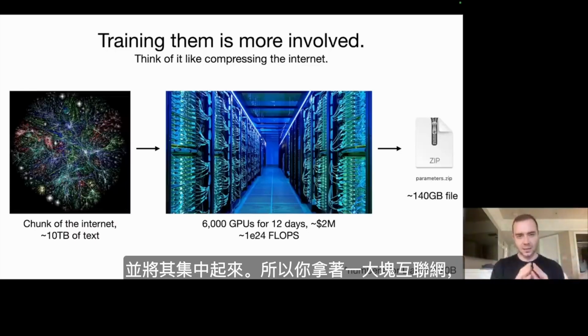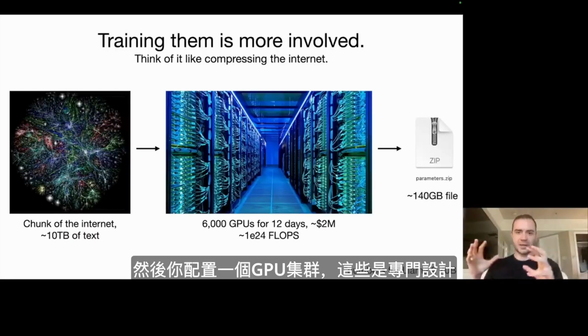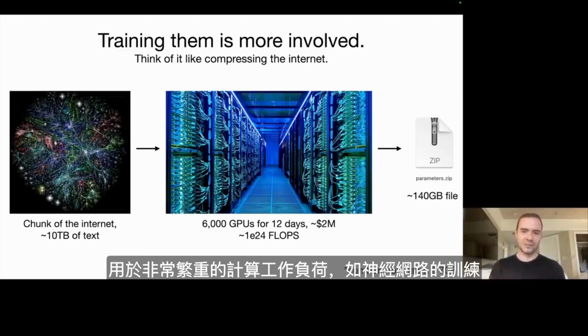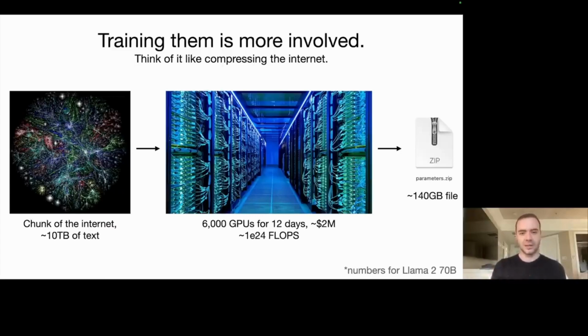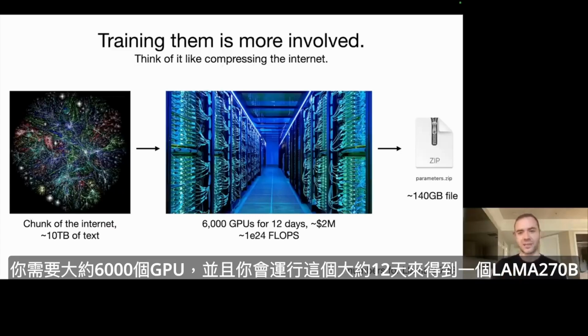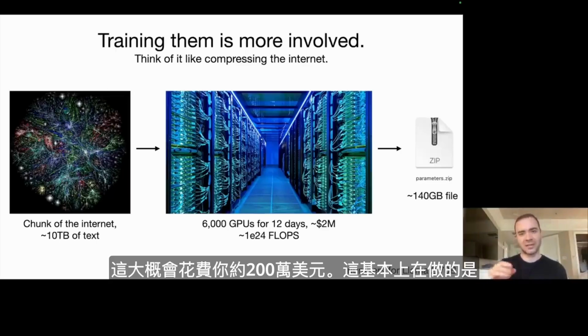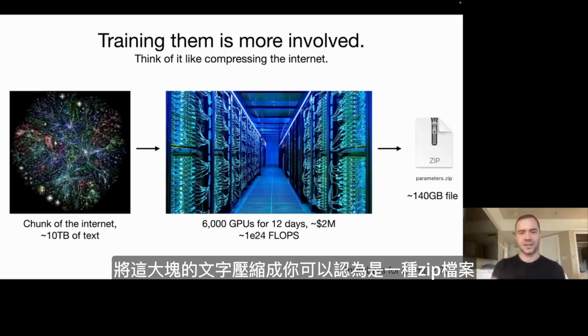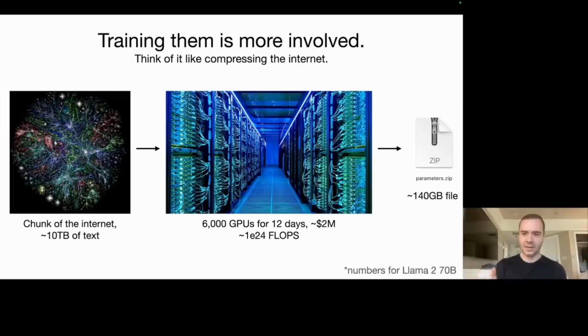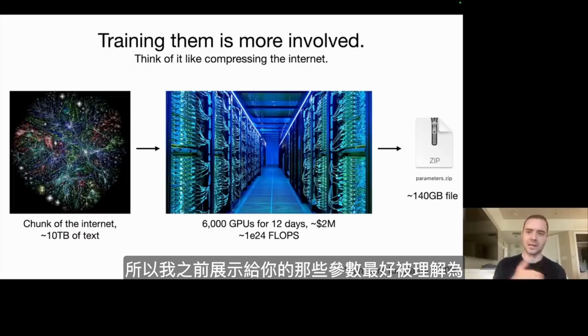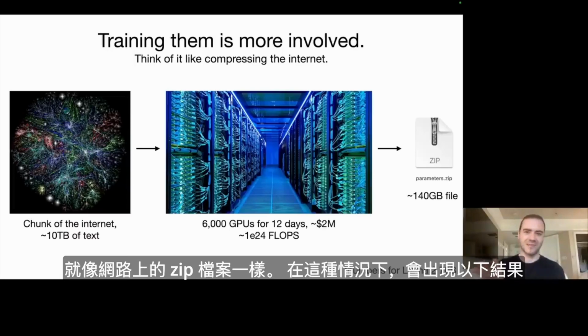So you take a large chunk of internet, then you procure a GPU cluster. These are very specialized computers intended for very heavy computational workloads like training of neural networks. You need about 6,000 GPUs, and you would run this for about 12 days to get a Llama 2 70B. This would cost you about $2 million. And what this is doing is compressing this large chunk of text into what you can think of as a kind of zip file. So these parameters that I showed you in an earlier slide are best thought of as a zip file of the internet.